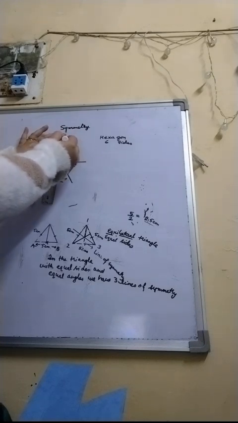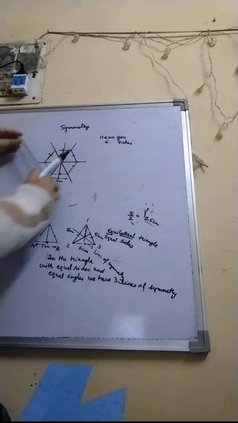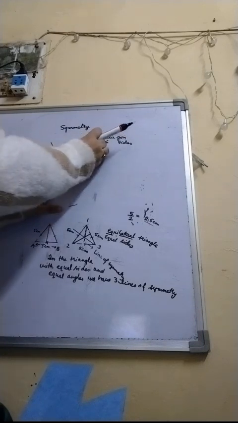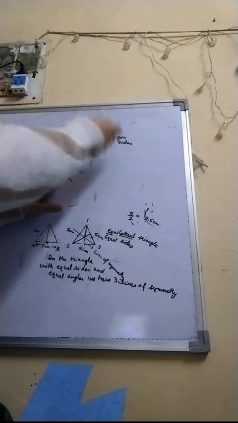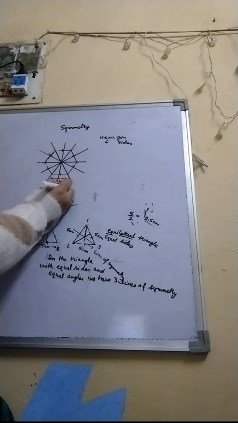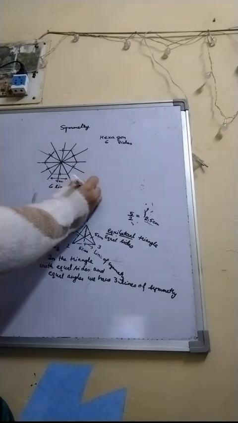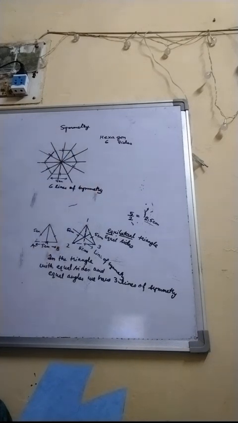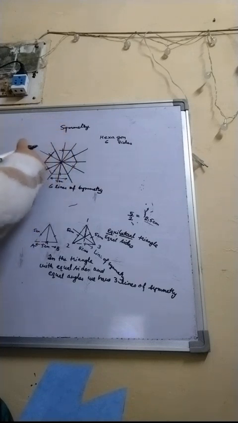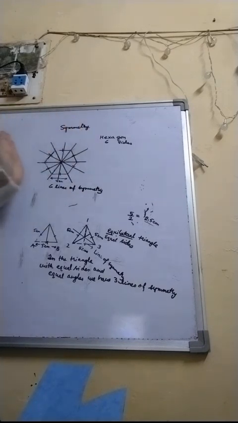So you would get like this: 1, 2 and 3. So in this way you get total 6 lines of symmetry. What have we done? We have joined the corners and we have joined the midpoints of the sides. So whenever you fold it along one of the lines of symmetry, the other portion would overlap the first portion. First portion would overlap the second portion.